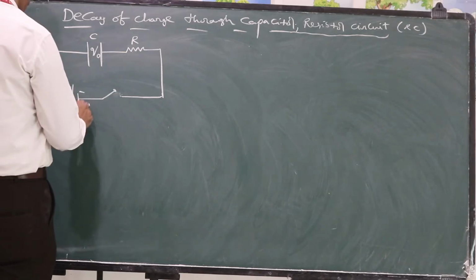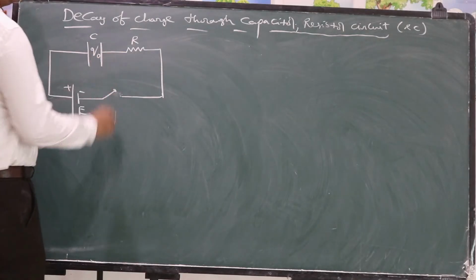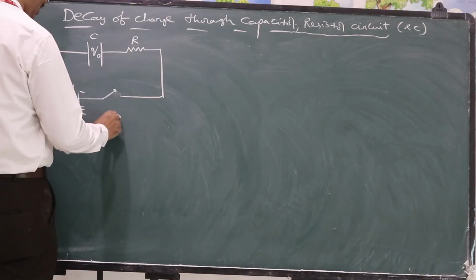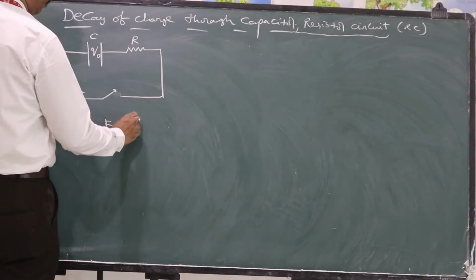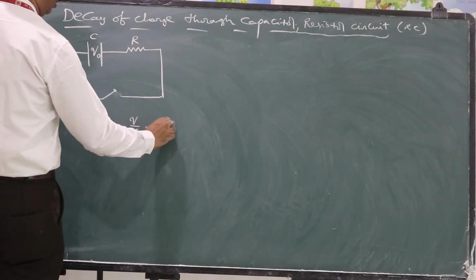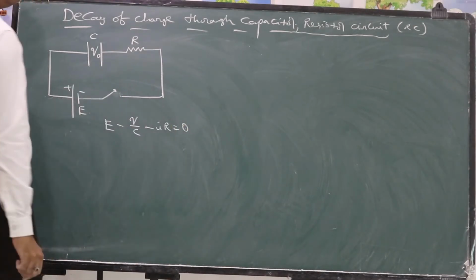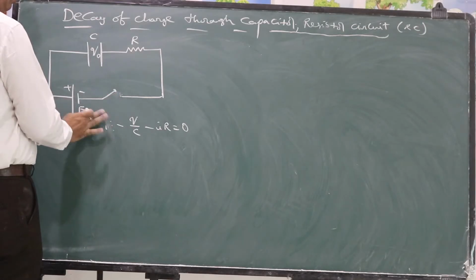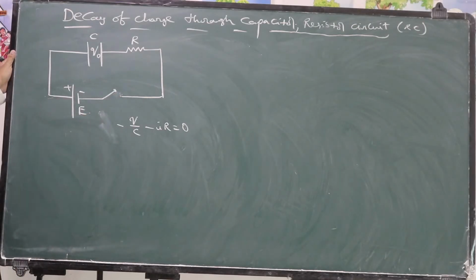Then what will be the equation here? The earlier equation when the key is closed is E minus Q by C minus IR equals 0. This is the equation we used in the earlier concept. Now as we removed the key, the source of EMF is absent here. So minus Q by C minus IR is equal to 0.